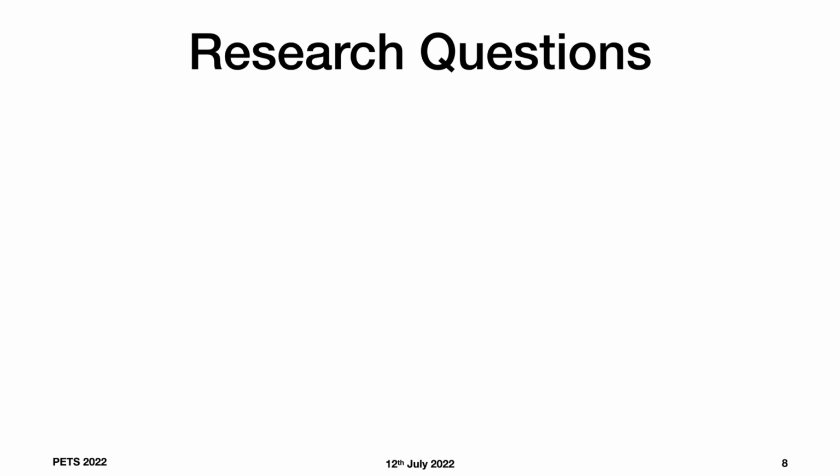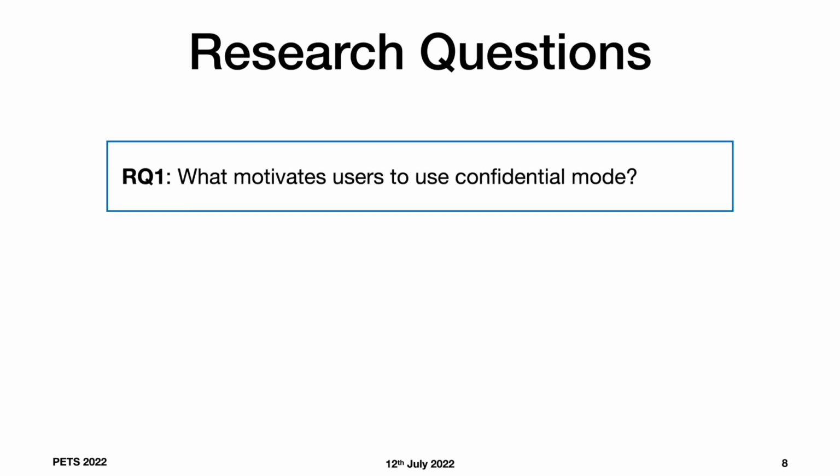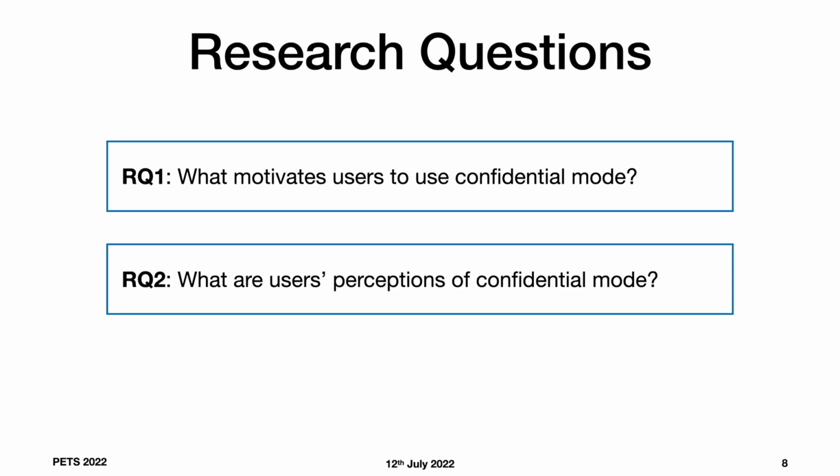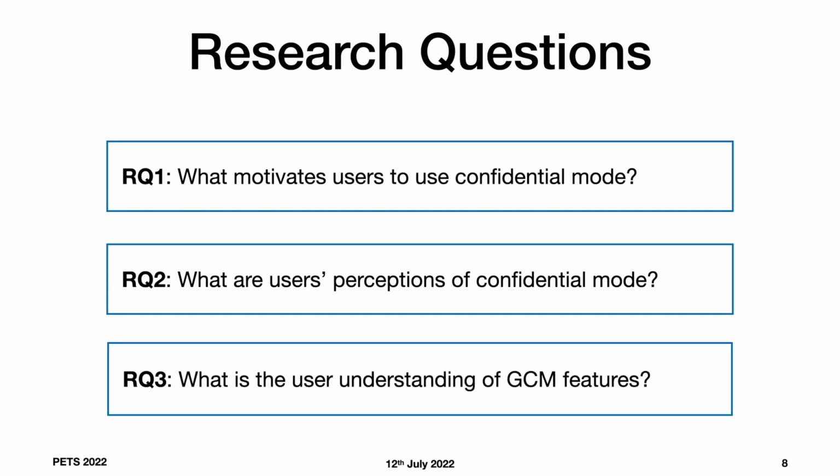This paper therefore explores 3 research questions. Number 1, what motivates users to use the confidential mode? Number 2, what are users' perceptions of the confidential mode? And number 3, do users understand the features of this mode? These include expiration time, passcode requirement, permission restriction, and pre-expiry access revocation.